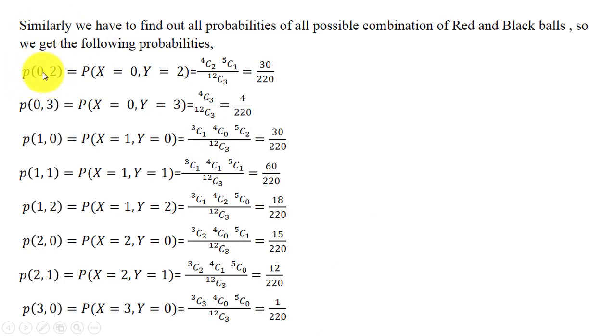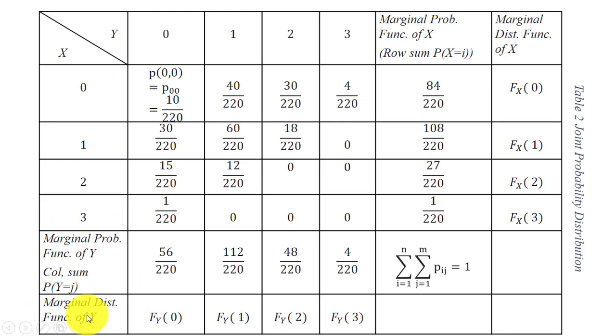0 red balls get selected and 2 black balls are selected. So 0 red and 2 black is obtained by this formula. So we get 30 by 20. 0 red and 3 black. 1 red and 0 black, that is 30 by 220. 1 red, 1 black, that is 60 by 220. 1 red, 2 blacks, 2 red, 0 black, 2 red, 1 black, 3 red, 0 black.